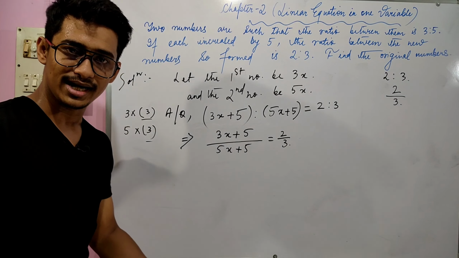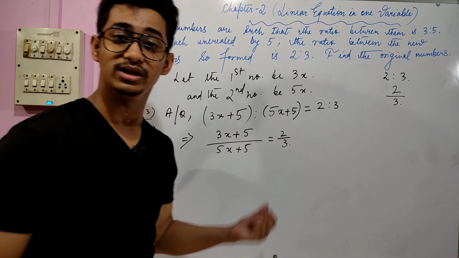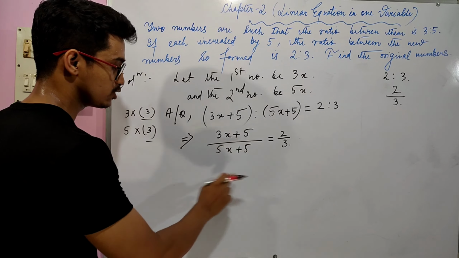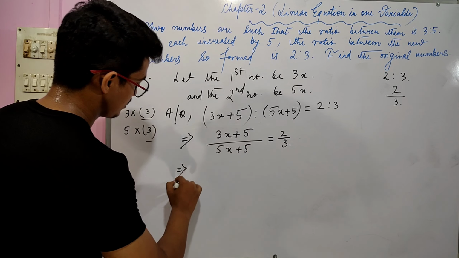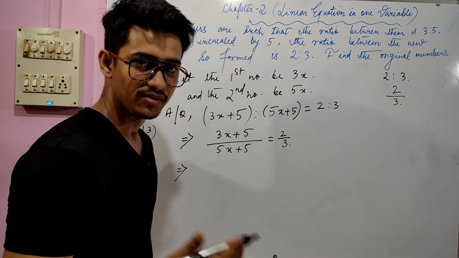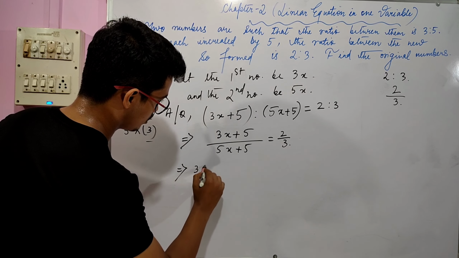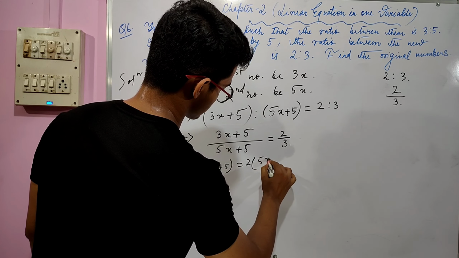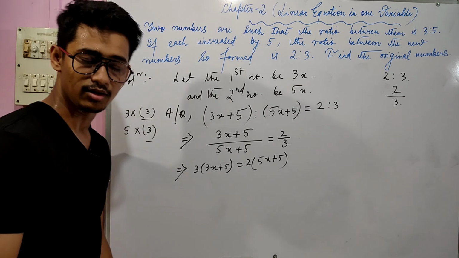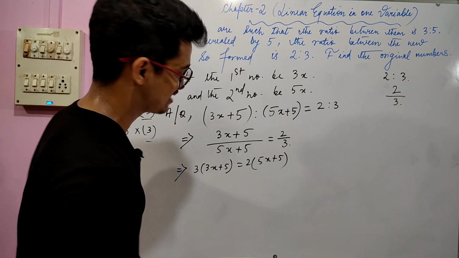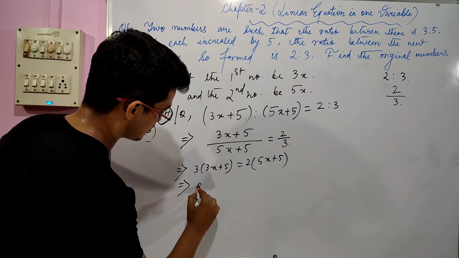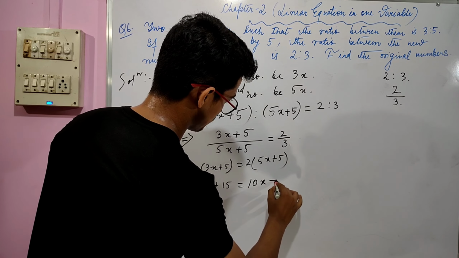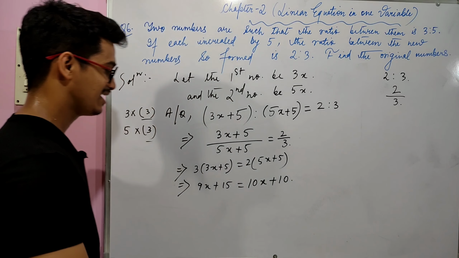Now we know that the calculation part is very easy. We have to do the cross multiplication. So 3 will be multiplied to both terms and 2 will be multiplied to both terms. That we know, that is there in class 7, the distributive property. So 3 into 3x plus 5 equal to 2 into 5x plus 5, and then we simply calculate it and find the value of x. That is very easy. So 3 into 3 is 9x plus 15 equal to 10x plus 10, right?